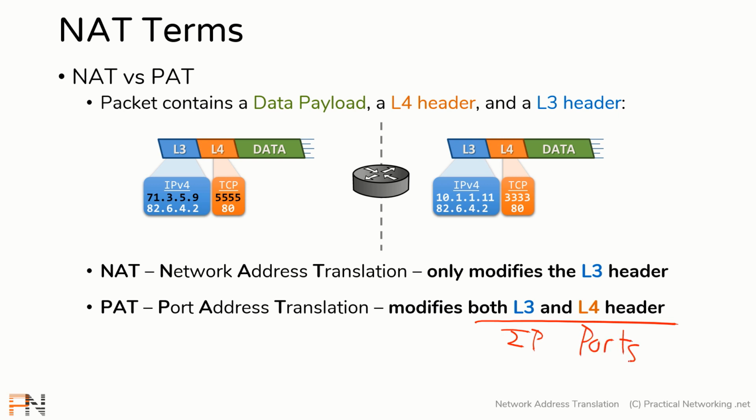Now, there is a way to do a PAT that only modifies the layer 4 header, but that's pretty rare. Most of the time when you're doing a modification of the layer 4 header, you're also modifying the layer 3 header. So it's pretty safe to memorize PAT as a modification of both the layer 3 and the layer 4 header.